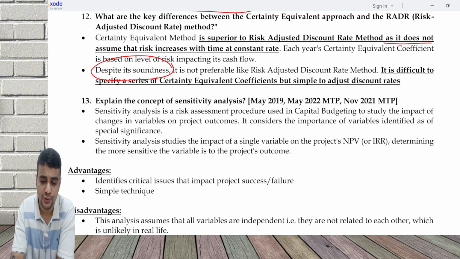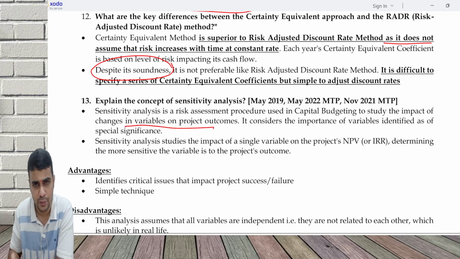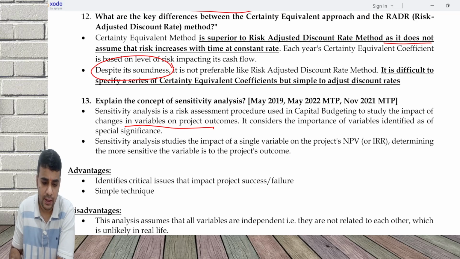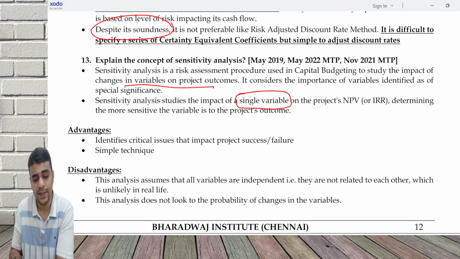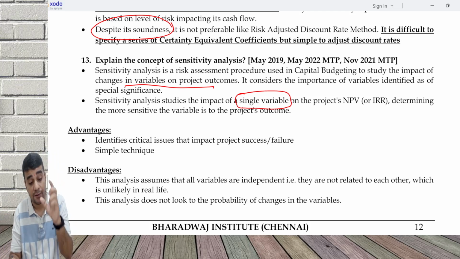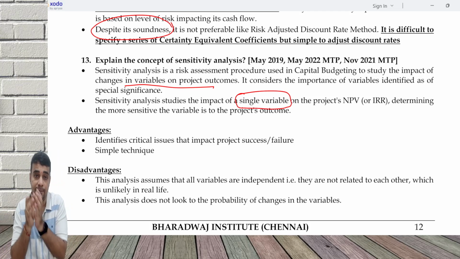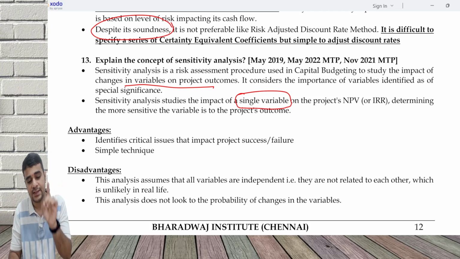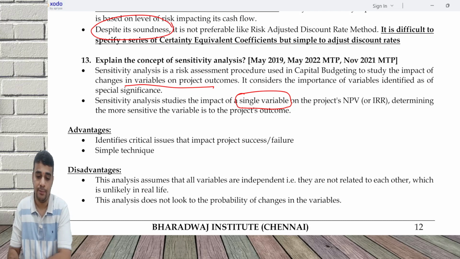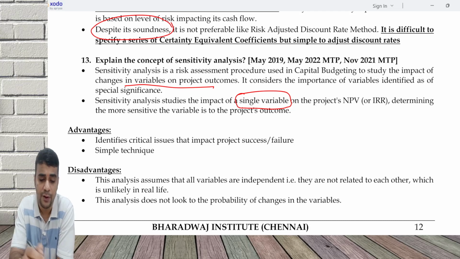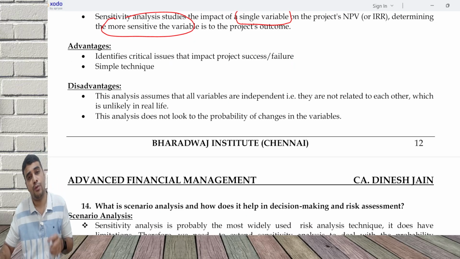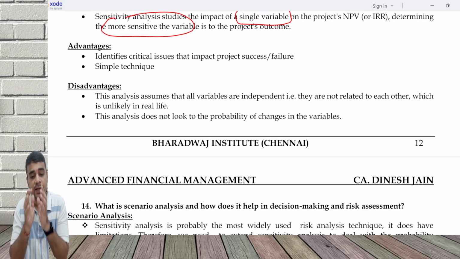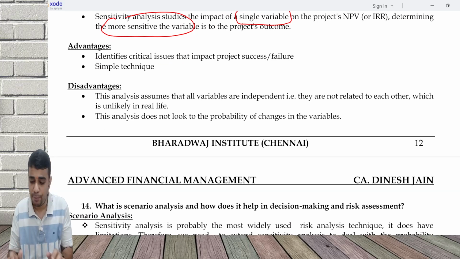Sensitivity analysis is used in capital budgeting to study the impact of changes in variables. Normally we assume only adverse changes. Sensitivity analysis studies the impact of a single variable, only a single variable. Scenario analysis analyzes the impact of multiple variables. This analyzes the impact of only a single variable. The objective is to identify the most sensitive or the critical factor for the project's success.